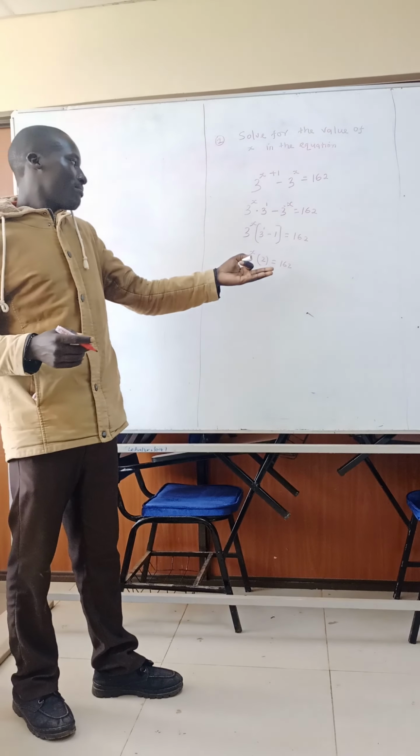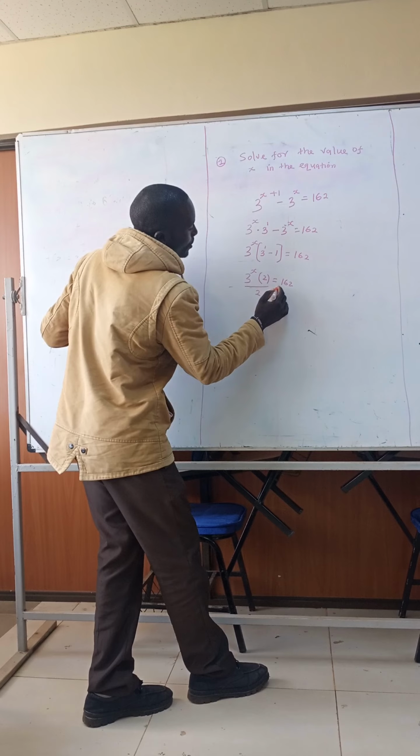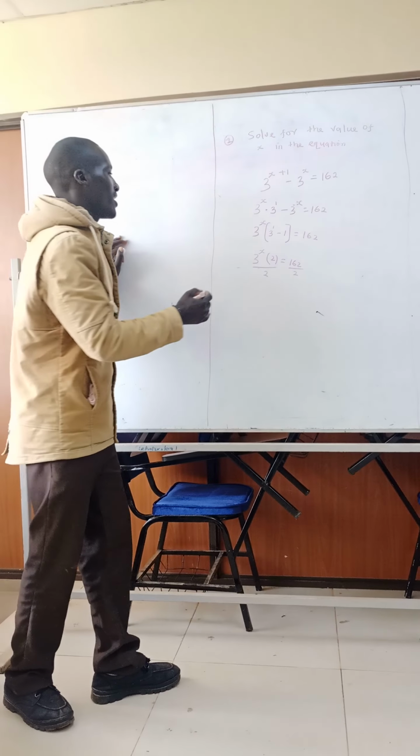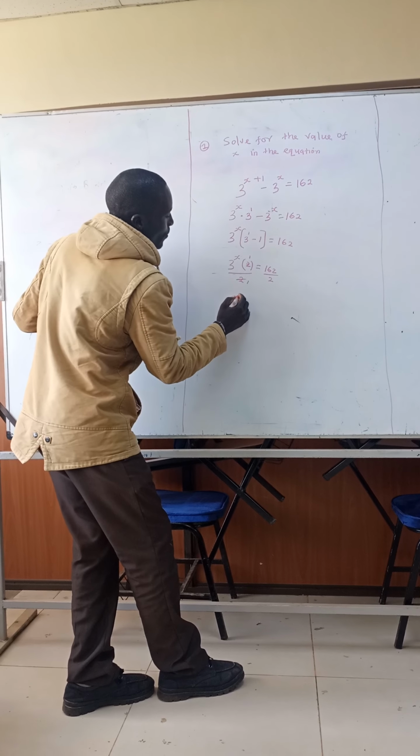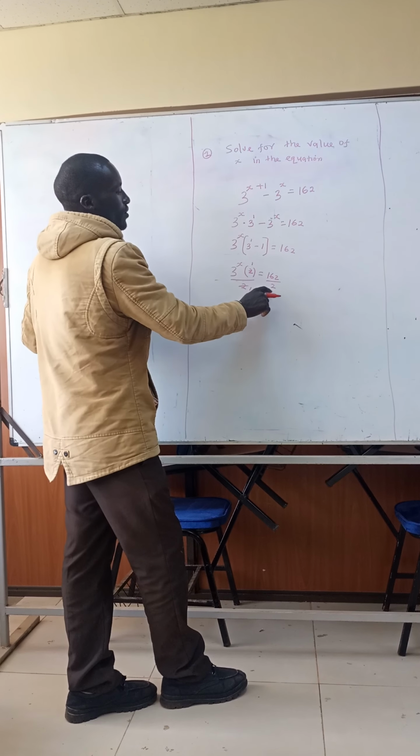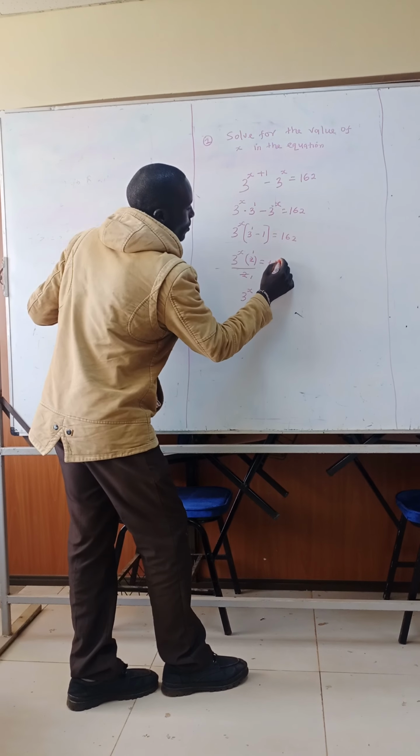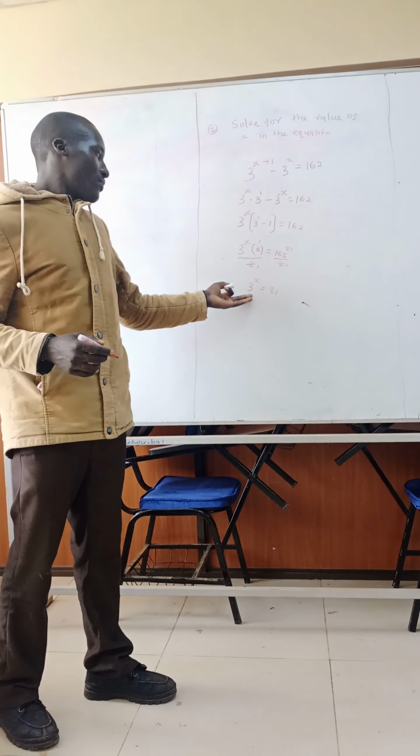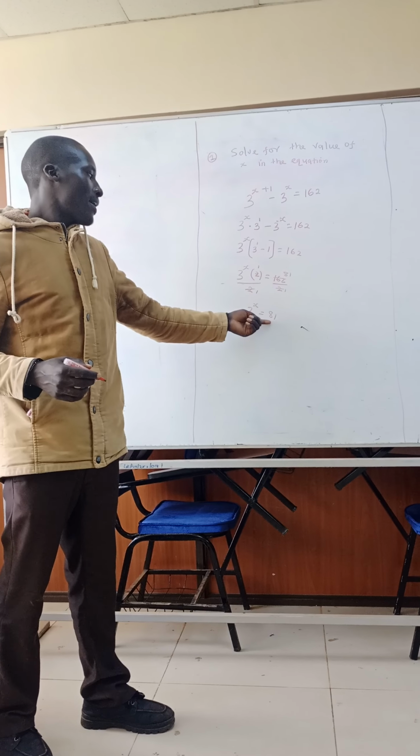Now, the next step that we'll take is that we shall divide through by 2 here and here by 2. So dividing through by 2, we shall simplify this and this. So we shall remain in our left hand side with 3 raised to power x equals, in our right hand side, 162 divided by 2, we shall remain with 81.